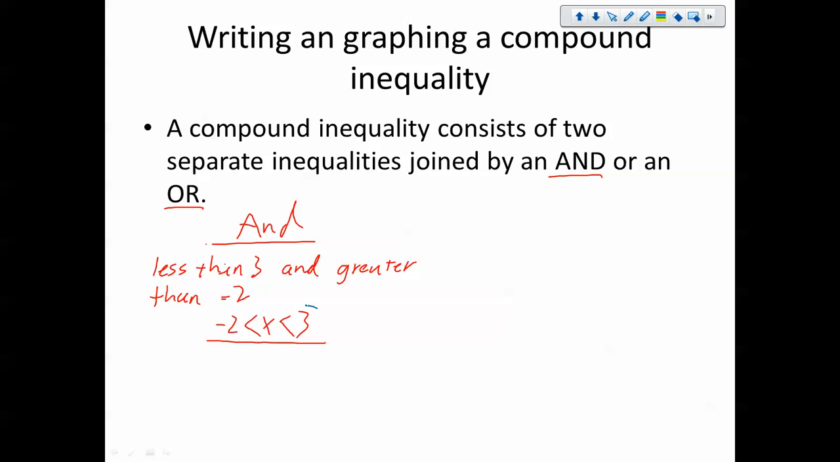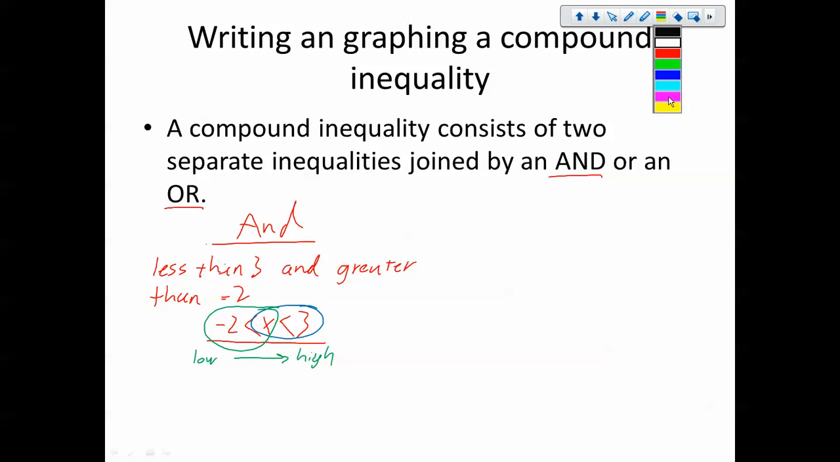Notice that it is two separate inequalities. It is that inequality, x is less than 3, and it is that inequality, -2 is less than x. Notice that it goes from low to high. Low numbers are always on the left, high numbers are always on the right. So this is what a compound inequality looks like. We're making an interval. We're saying, what is this between? It's between -2 and 3.